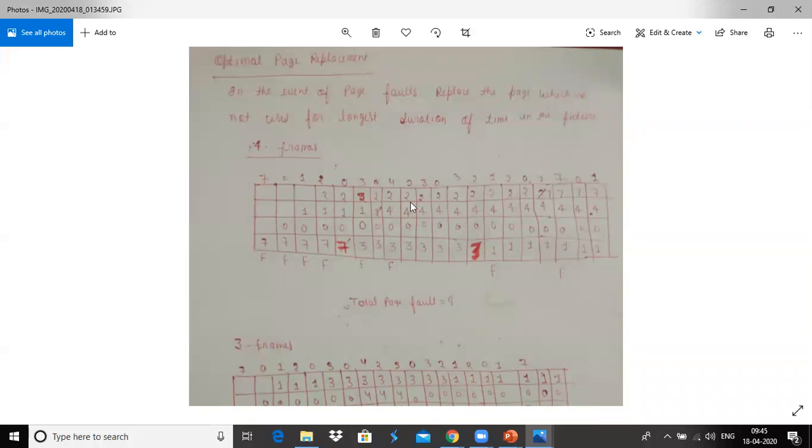अगेन कौन आया? 2. बट 2 ऑलरेडी एग्जिस्ट इन द फ्रेम, सो नो पेज फॉल्ट फॉर 2. अब कौन सा आया? 3 आया. 3 ऑलरेडी एग्जिस्ट इन द फ्रेम, सो नो पेज फॉल्ट फॉर 3. अगेन कौन आ रहा है? 0. 0 ऑलरेडी एग्जिस्ट इन द फ्रेम, सो नो पेज फॉल्ट फॉर 0. अगेन 3 आया, कोई पेज फॉल्ट होगा? नहीं होगा क्योंकि ये पहले से ही है. पेज फॉल्ट कब होता है? जब वो मेन मेमोरी के अंदर एग्जिस्ट नहीं करता है, वो ऑलरेडी है तो कहां से पेज फॉल्ट होगा? पेज मिल जाएगा उसको, तो नो पेज फॉल्ट. अगेन कौन सा आ रहा है? 2. 2 भी पहले से हो रहा है तो नो पेज फॉल्ट फॉर 2.